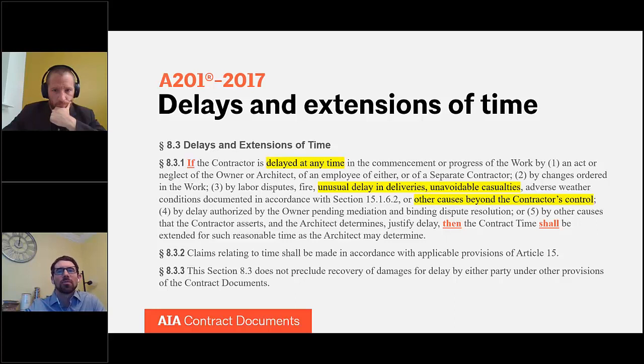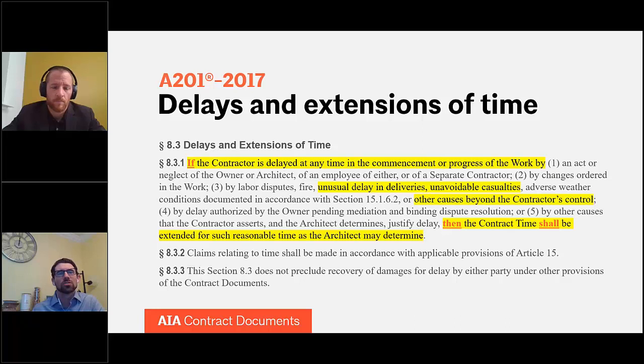So putting this together, how this clause would read as it relates to COVID-19, if a contractor is going to seek a delay or posits that it's been delayed, is: if the contractor has been delayed at any time in the commencement or progress of the work by an unusual delay in delivery, an unavoidable casualty, or another cause beyond the contractor's control, and then it goes back to this if-then structure of the sentence, then the contract time shall be extended for such reasonable time as the architect may determine.